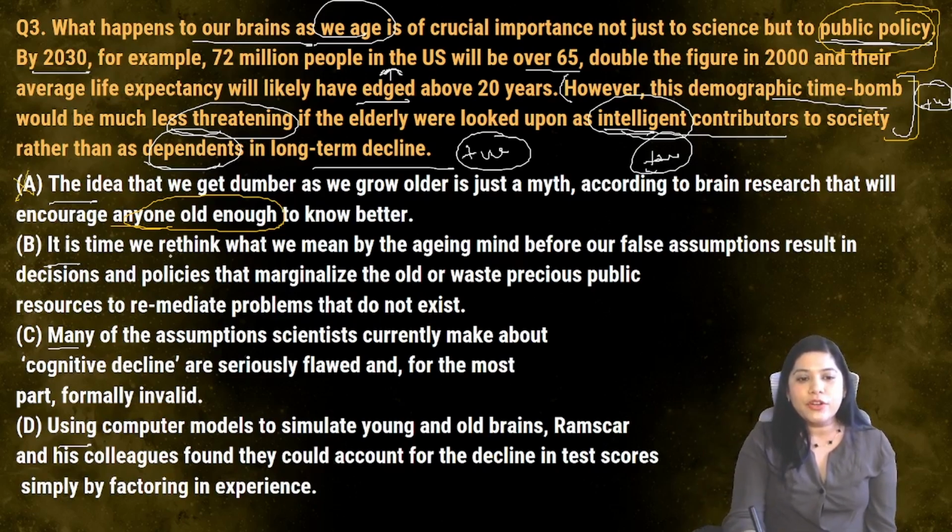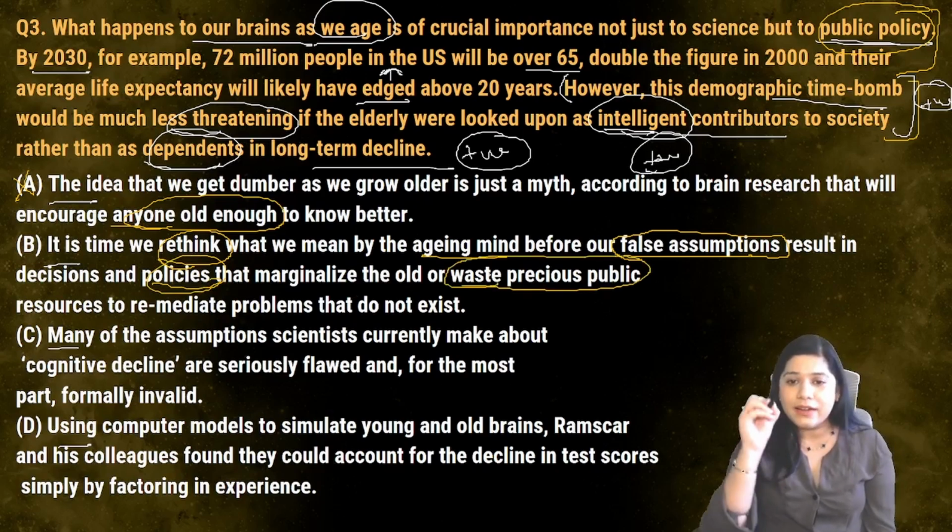It is time we rethink, right? Rethink, yes. What we mean by the aging, what we mean by the aging mind. Before our false assumption, जो हम गलत सोचते रहते हैं कि ठीक है, old people means dependent people. Not really. Result in decisions. So before our false assumptions result in decisions and policies that marginalize the old and waste precious, and then we waste these precious.